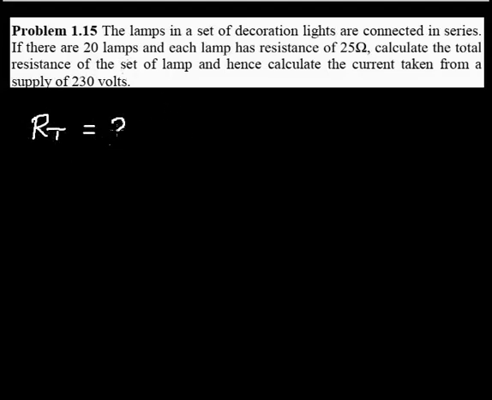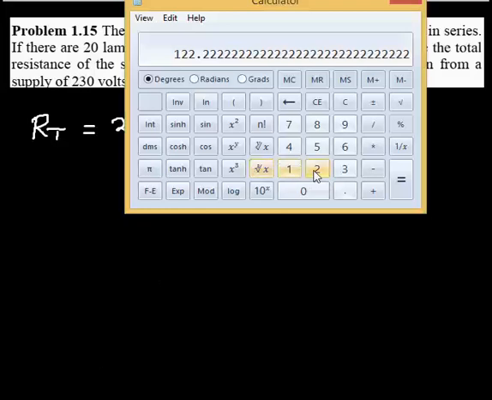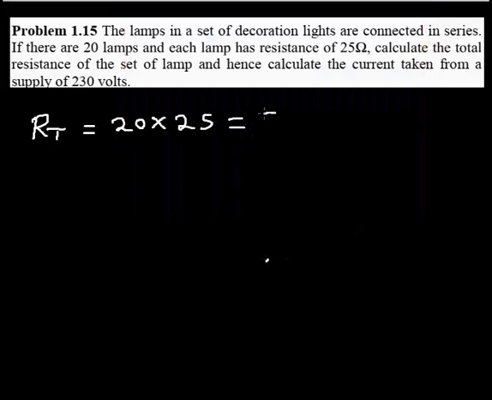That's going to be 20 times, there are 20 lamps, and each of them has a resistance of 25 ohm. So that's 20 times 25, which is 500 ohm. That's their total resistance. So we have calculated the total resistance of the set of the lamps.